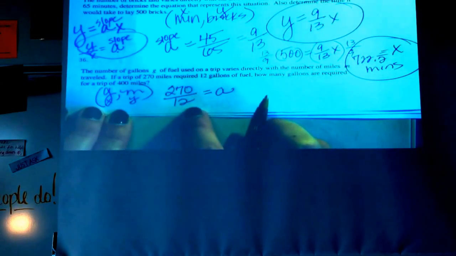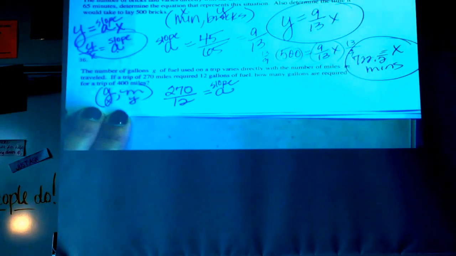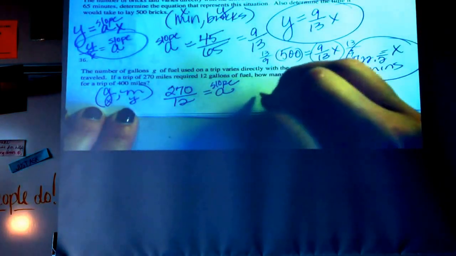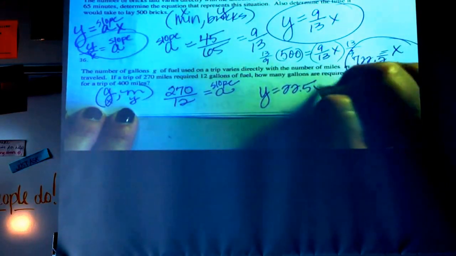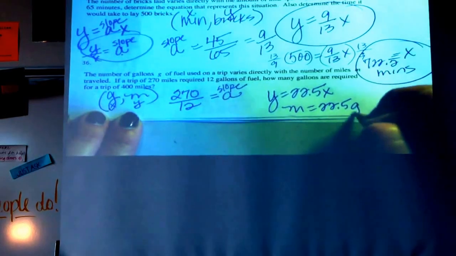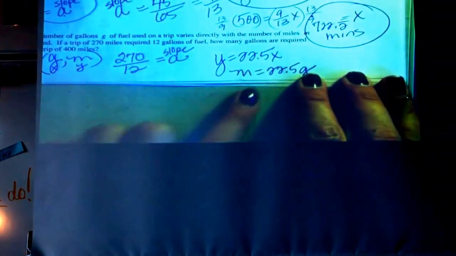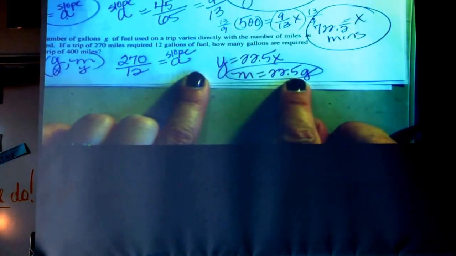Y divided by X gives me my slope. So 270 divided by 12, my slope or my rate is 22 and a half. I should have actually used M and G, shouldn't I? Miles equals 22.5 times gallons. Pretty good gas mileage, actually. Miles equals 22.5 times gallons.